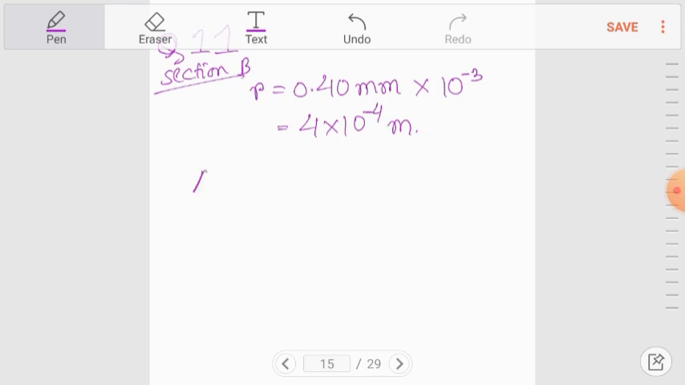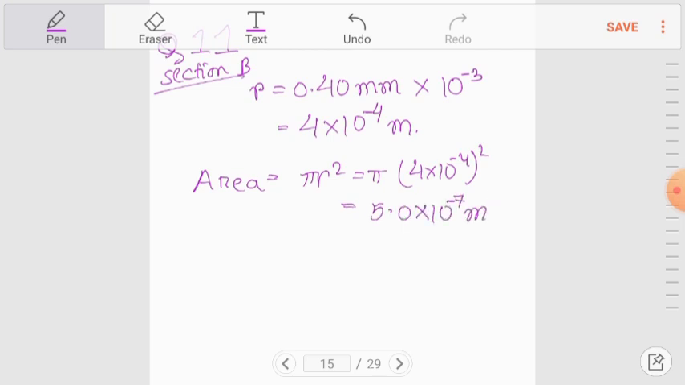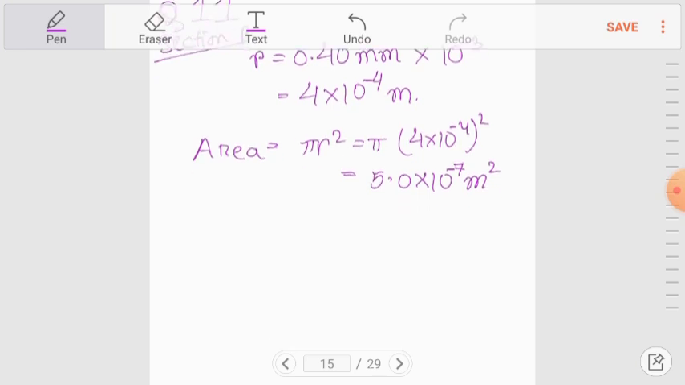And now we have to calculate the area. The area is pi r squared, pi times 4 into 10 to the power negative 4 squared. This gives a value of 5.0 into 10 to the power negative 7 meters squared. So this is the value for the area. Now you have to find the value for drift velocity. In the equation connecting the drift velocity, I is equal to nAvE, and we have to make v the subject because v represents drift velocity, and that would be I over nAe.